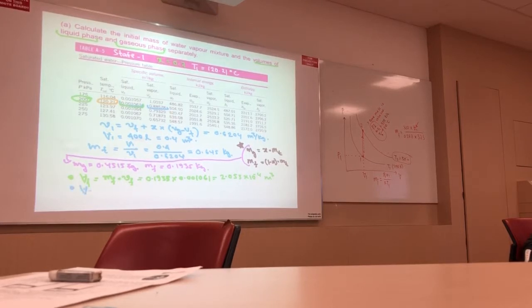Then Vg is mg times vg. mg I get here as 0.4515 and vg is 0.88578. I get the answer 0.3999, right? Roughly 0.4 meter cube. What is the meaning of it?